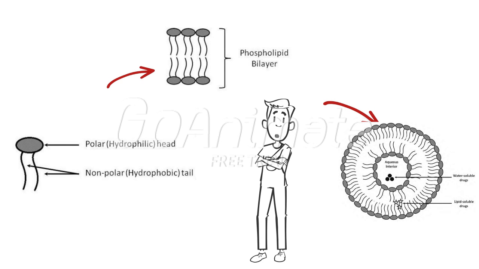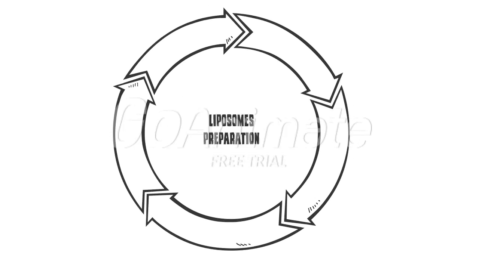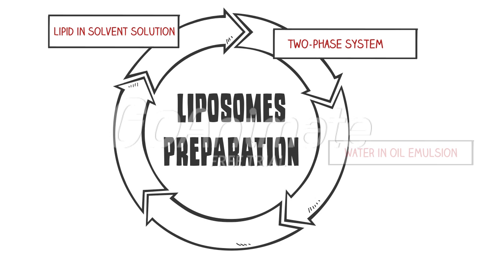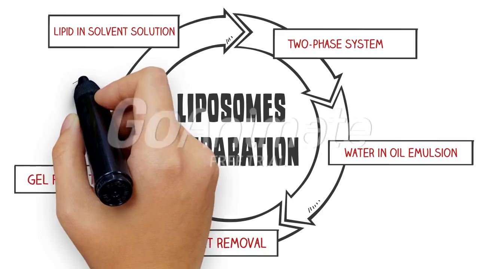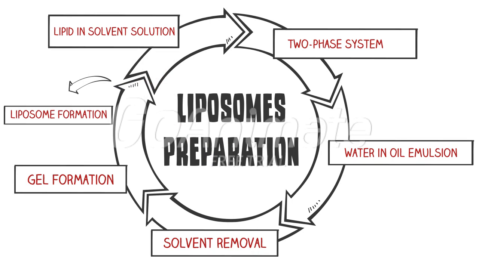When these phospholipids are immersed in water, they arrange themselves so that the hydrophobic ends point away from the water and the hydrophilic ends point towards the water, and they will stick together in a bilayer form. Eventually, these bilayers will form liposomes under certain conditions. There are many ways to prepare liposomes. Here, I will explain one of the methods, that is reverse phase evaporation.